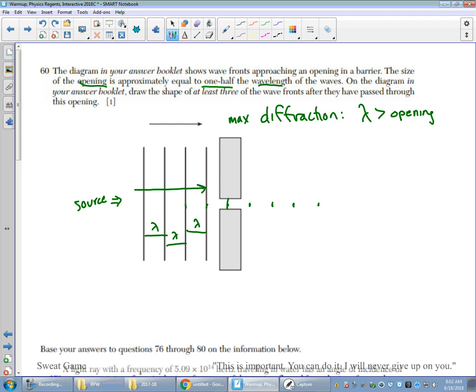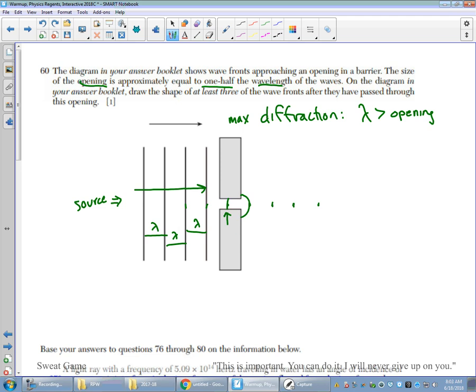Now this said draw at least 3 wavefronts after they've passed through. What that means is you're not getting credit for this one. However, that may help you keep track of what's going on. At this point from diffraction, you know they curve, so let's curve this one back. But the key idea they're looking for, in addition to the curve, is that the wavelength stays the same.